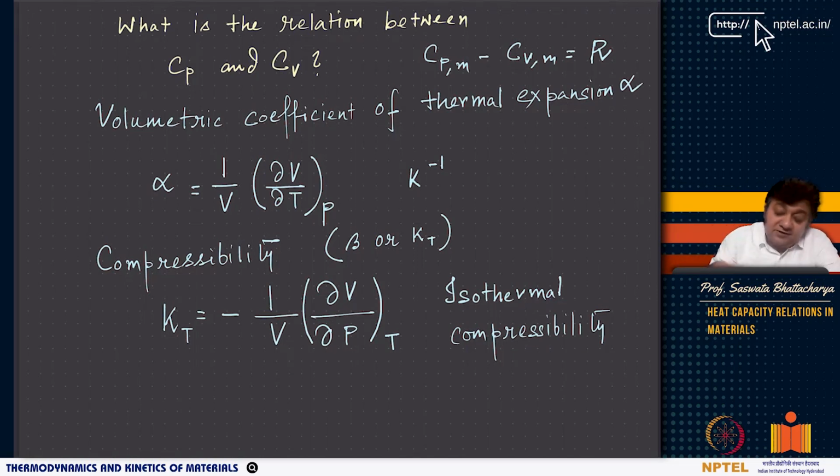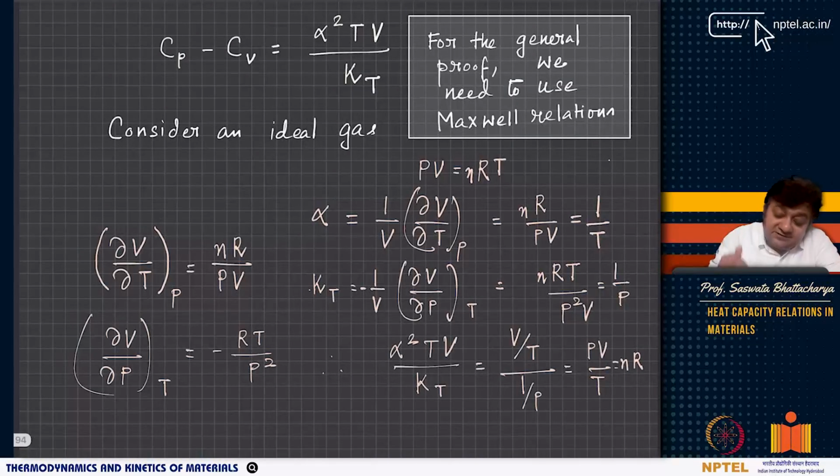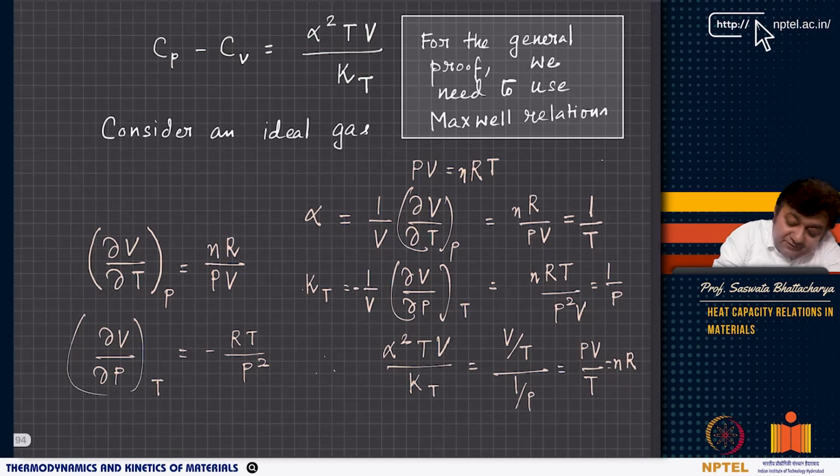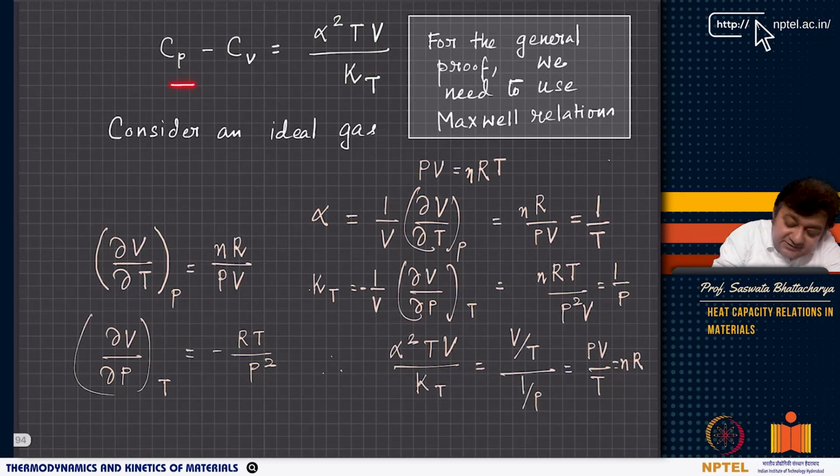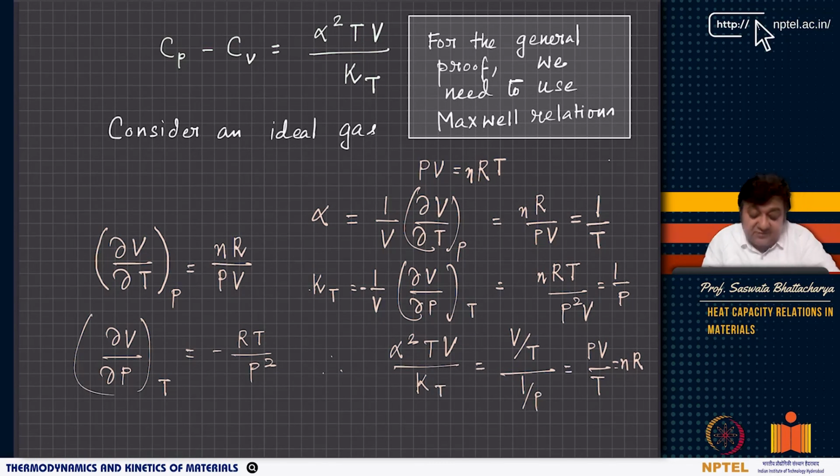Now if you know how to measure all of these, then we will use Maxwell's relations later, so I am not immediately going to give you the proof, but I will state the relation. Cp minus Cv equals alpha square T V by kappa T, or alpha square T V by beta. Now as you can see here, alpha is your coefficient of thermal expansion, kappa T is isothermal compressibility, T is temperature, V is volume. Volume is again measured.